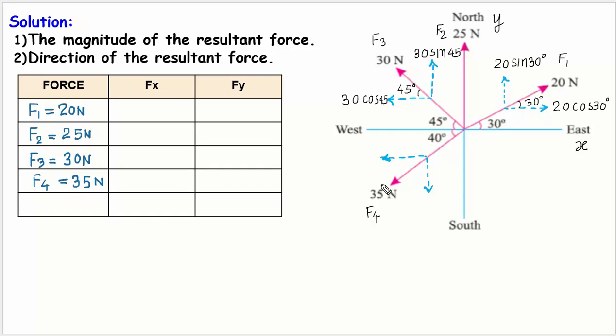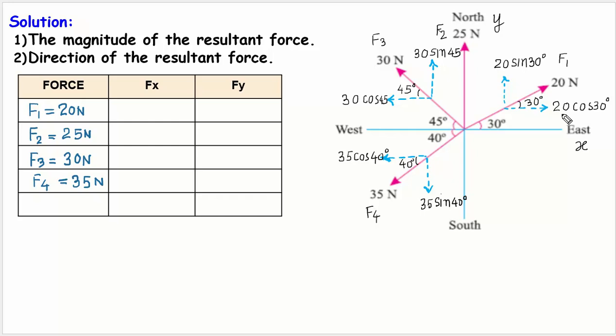Now this 35 newton can also be resolved. So this angle is 40 friends. So this will be 40 degrees by geometry. Since the angle is over here, this will be cos. So 35 cos 40 degrees. This will be 35 sin 40 degrees.